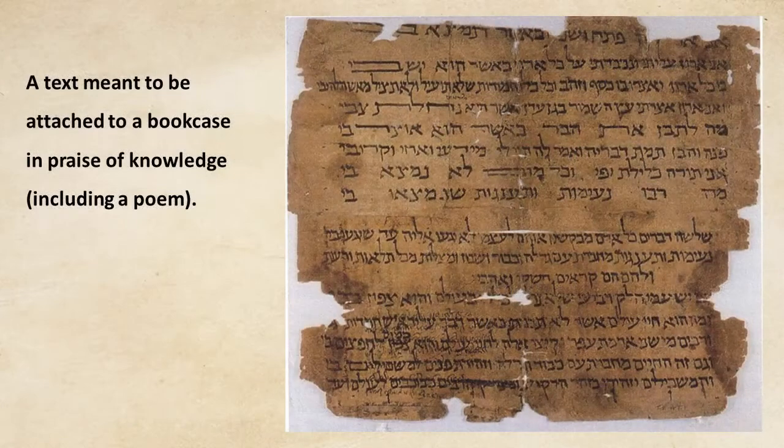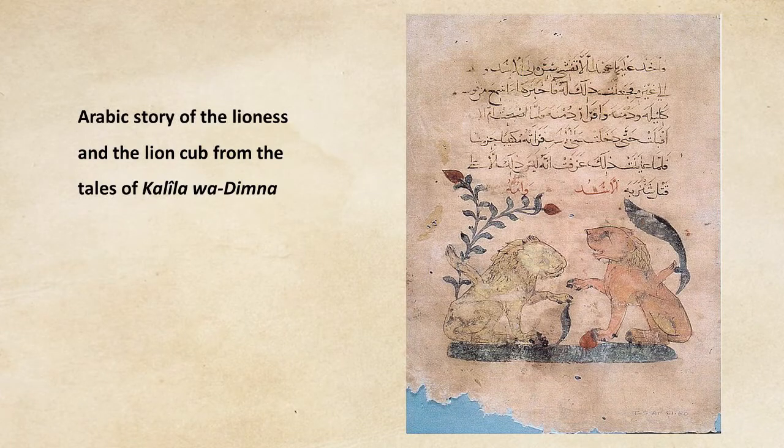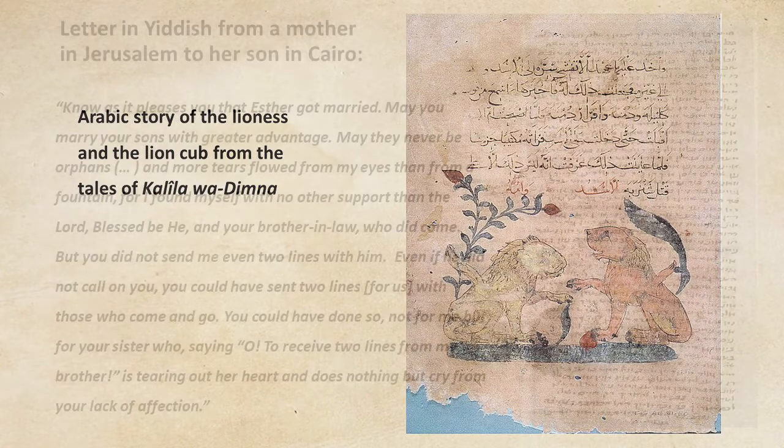This is a text that was made to hang on your bookcase, and it's a praise of knowledge in a poem. That's nice. And sometimes even Arabic texts. So this is a text from a fairy tale called Kalila Dimna. And it's very beautifully illustrated, as you see. So that is very fun.